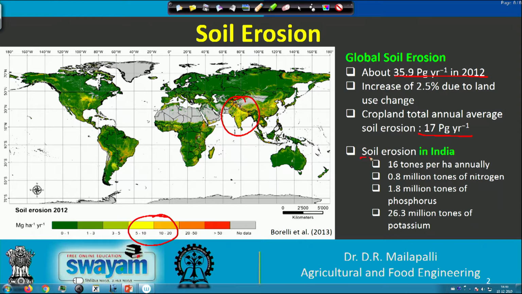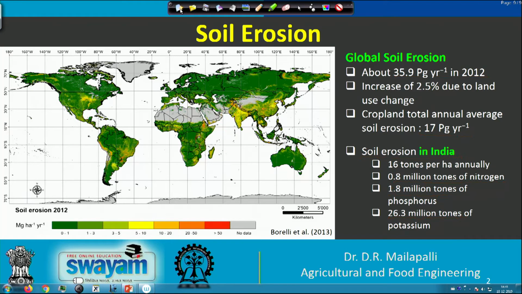In the case of India, about 16 tons per hectare of soil is lost annually. Because of that soil loss, about 0.8 million tons of nitrogen, 1.8 million tons of phosphorus and 26.3 million tons of potassium are being lost from the fertile Indian soil. So, the importance of soil erosion is clearly seen in this slide.